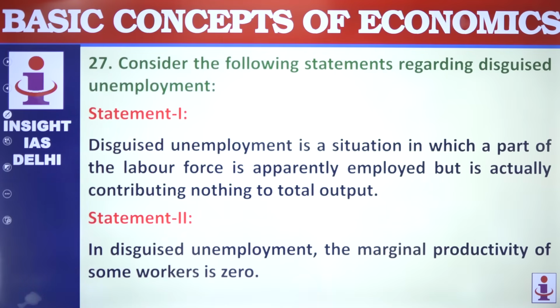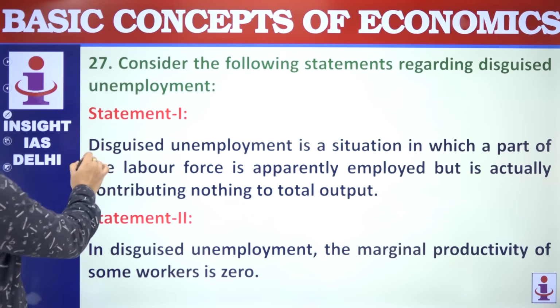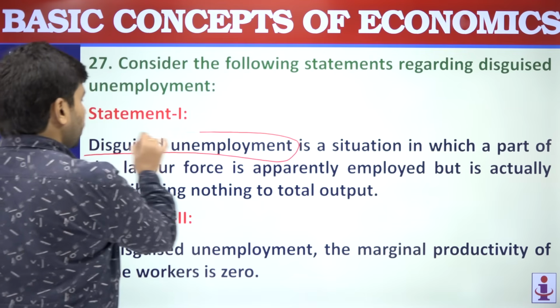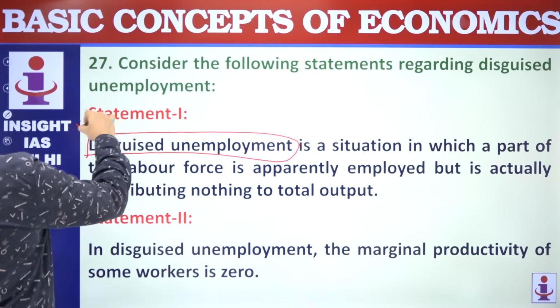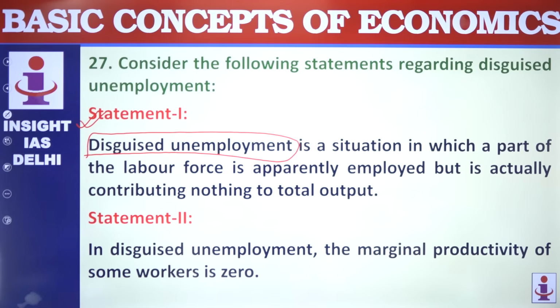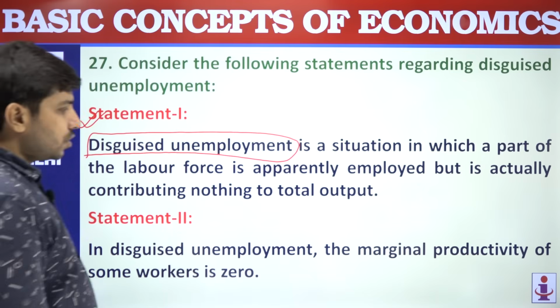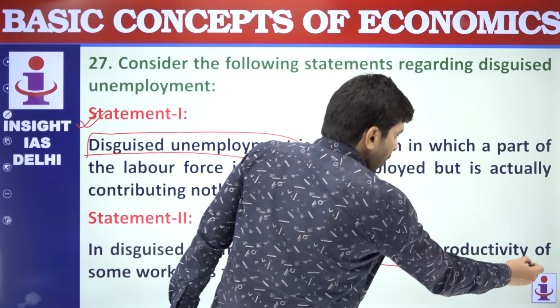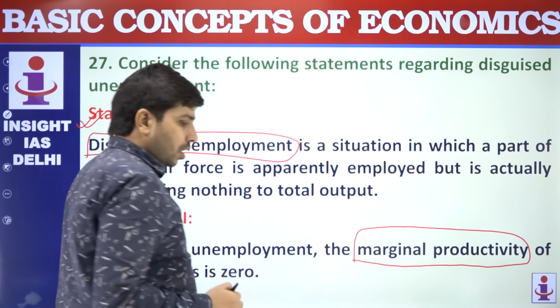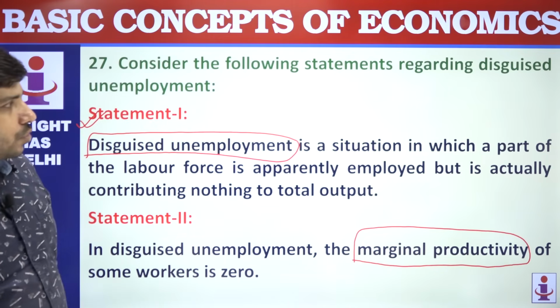Two statements. Disguised unemployment is a situation in which a part of the labor force is apparently employed but is actually contributing nothing to total output. Very correct definition of disguised unemployment. Statement 1 is correct. In disguised unemployment, the marginal productivity of some workers is zero. What is the meaning of marginal productivity? Understand it this way.